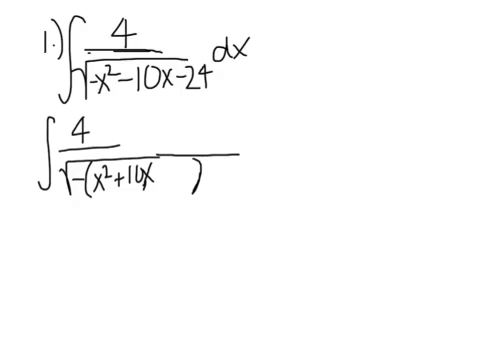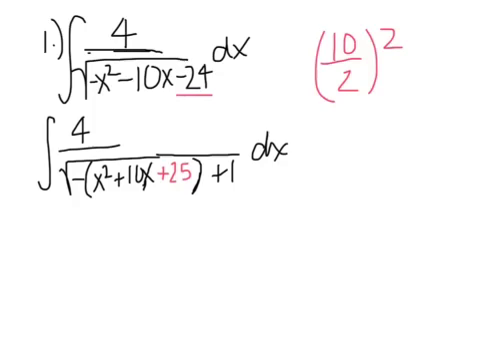So what number would we need to add in? And that would be plus 25, because that's 10 divided by 2 and then squared. So that gives us minus 25, but we want to have minus 24. So we need to do plus 1 to make sure that this expression that I've underlined is the same as what we had when we began.